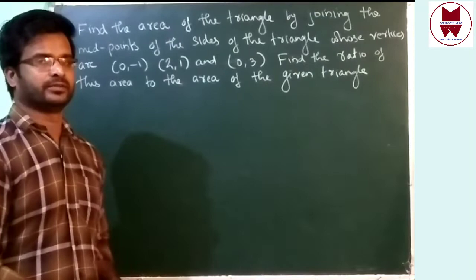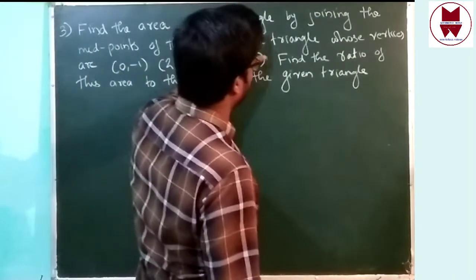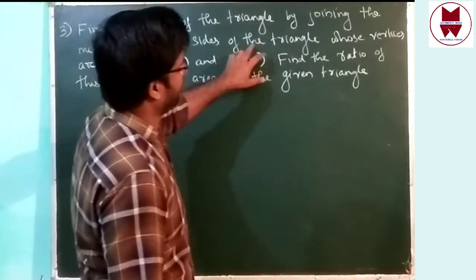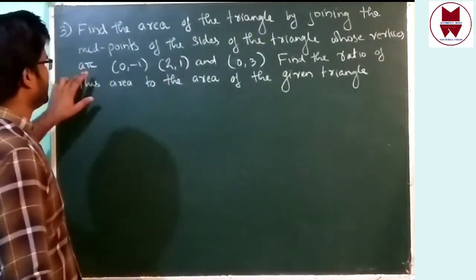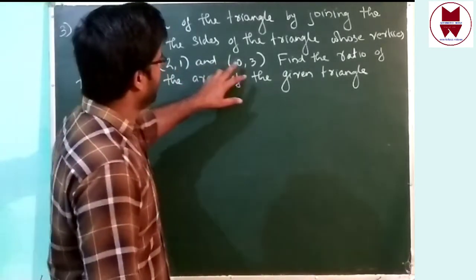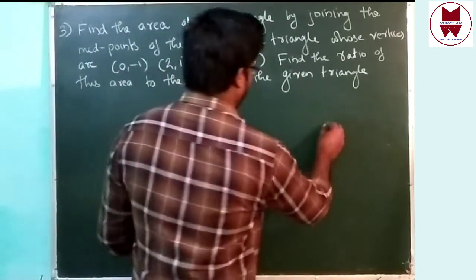Now we can see question number 3. Find the area of the triangle by joining the midpoint of the sides of the triangle whose vertices are 0, minus 1, 2, 1 and 0, 3. First, we can draw one triangle.